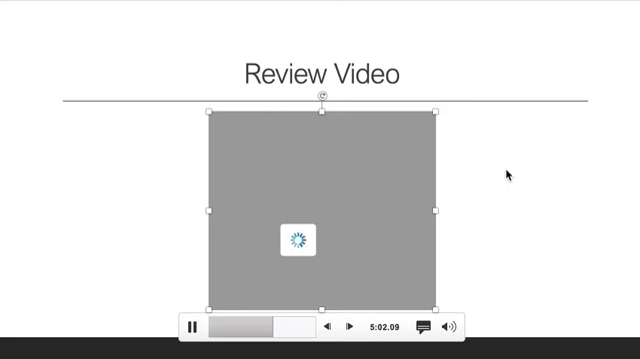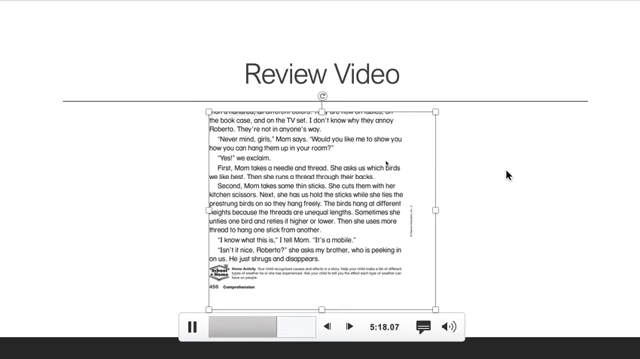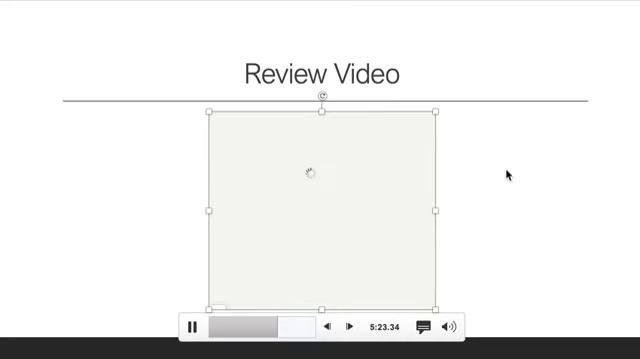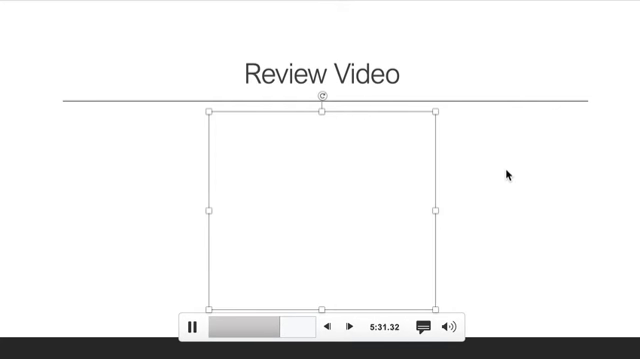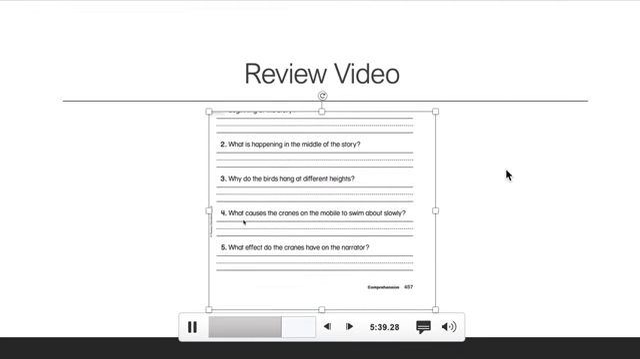So, the next thing you're going to work on is page 456. It's a reading comprehension lesson. So you are going to read the story and write the answer to each question. You're reading the story Our Crane Mobile. So it goes all the way down there and continues on the next page. So a little bit of the story is on the top of the next page. That's where you'll finish reading it as soon as it loads. Okay, so you'll finish the story here, and then you will answer these 5 questions about the story.